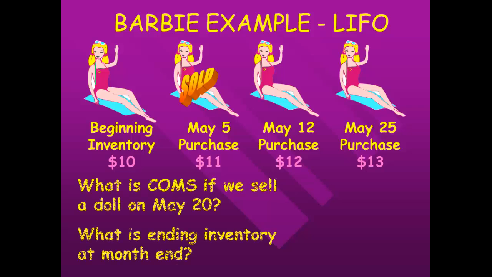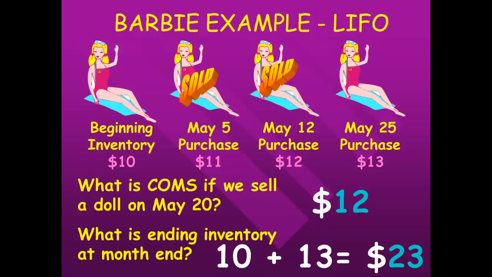Let's do another one, see if I can trick you again. What if we sell a doll on May 20th? Which one would you assume we sold? The 12th. Why not the 25th? You don't have it yet. So my cost of goods sold will be 12. What's ending inventory at the end of the month? Well, I still have the beginning inventory, the $10 plus the $13, says my ending inventory will be $23 at the end of the month.